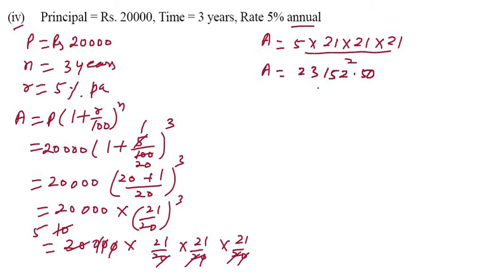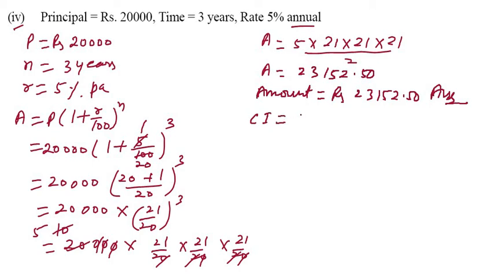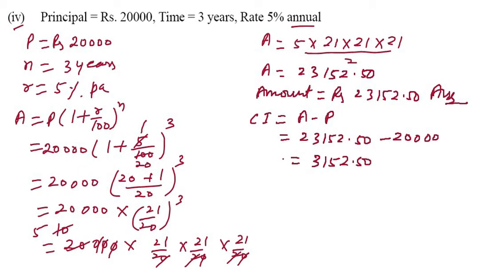That means amount will be equal to 23,152.50. So you can write here amount will be equal to rupees 23,152.50. That one is your first answer. Now we want the compound interest. Compound interest, CI, is the amount minus principal. Amount is given as 23,152.50 and principal is 20,000. So it is 3152.50. That is the compound interest. So you have to write compound interest equal to rupees 3152.50, and that will be your second answer.